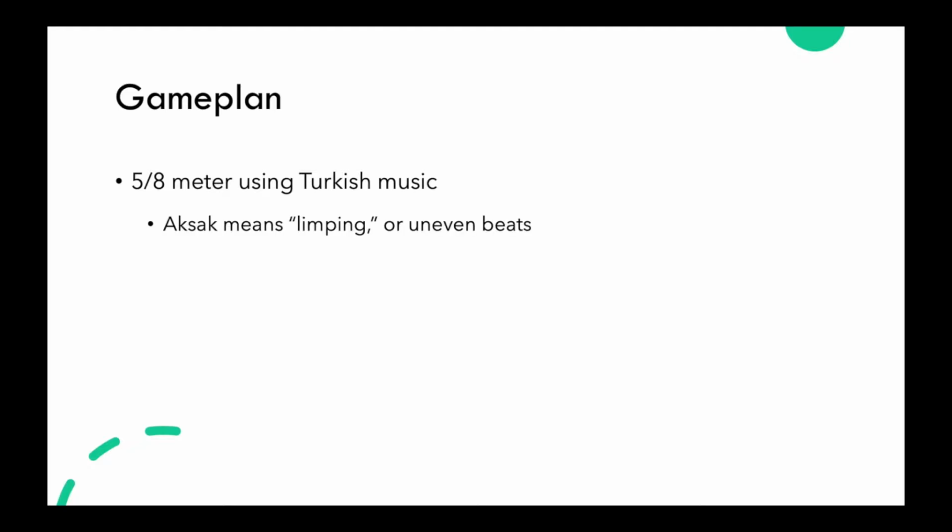So for today's class, we're going to get into a topic called asymmetrical meter. That is meters that have odd numbers as their top, like 5, 7, 9. We're going to get into this topic with Turkish music because Turkish music uses something called aksak, which means limping or uneven beats. Many songs in Turkish music use aksak rhythms, so I thought it would be really appropriate to introduce this topic through Turkish rhythms, since Turkish music is so well suited for this type of rhythm.